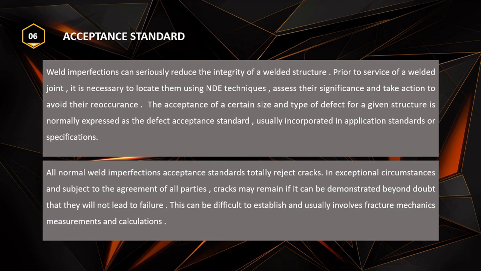All normal weld imperfections acceptance standards totally reject cracks. In exceptional circumstances and subject to the agreement of all parties, cracks may remain if it can be demonstrated beyond doubt that they will not lead to failure. This can be difficult to establish and usually involves fracture mechanics measurements and calculations.